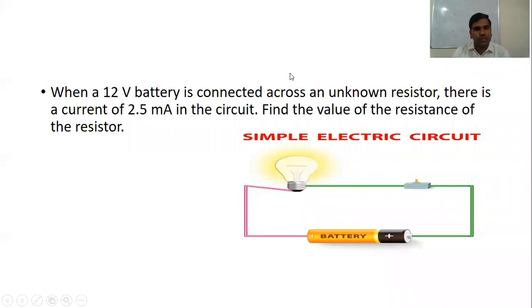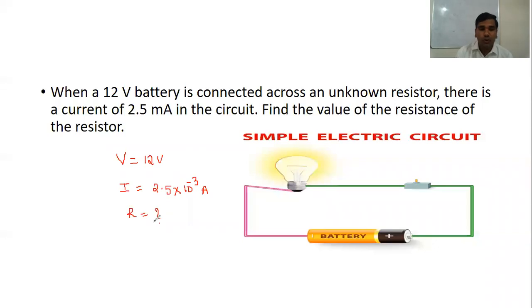Here is a very simple question. When a 12-volt battery is connected to an unknown resistor, there is a current of 2.5 milliampere. Find the value of the resistance of the resistor. Very simple. What is given data? V is equal to 12 volts. Current I is equal to 2.5 milliampere, 2.5 × 10^-3. Milli means minus 3. And find the value of resistor.